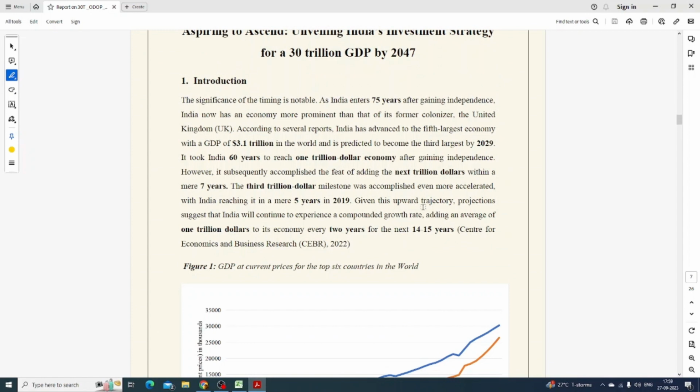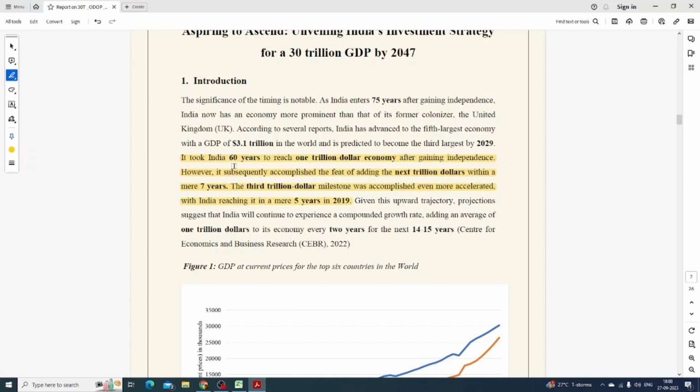The first important point in this report to be noted is that India reached a $1 trillion economy in 2007, that is after 60 years of independence. Then India became a $2 trillion economy within the next 7 years, in 2014. And within the next 5 years, by 2019, we added another $1 trillion to our economy, making it a $3 trillion economy.